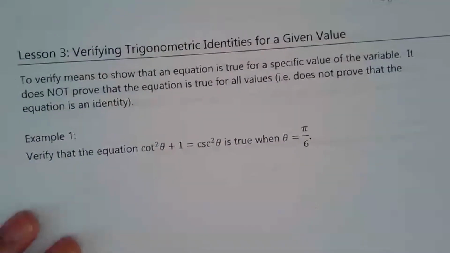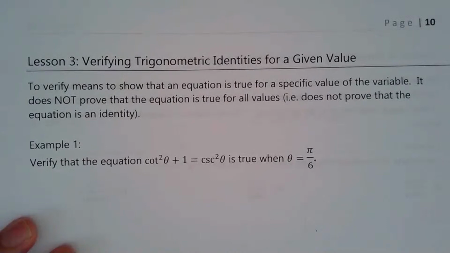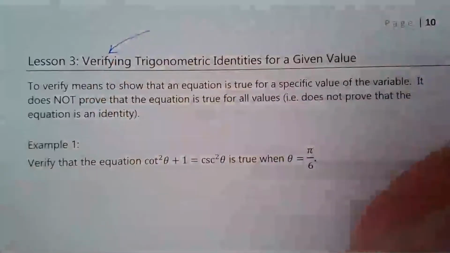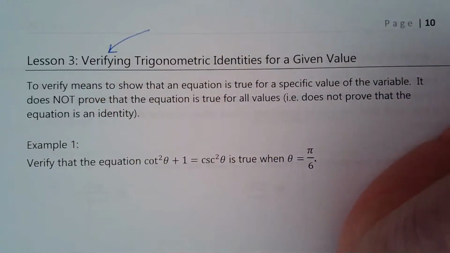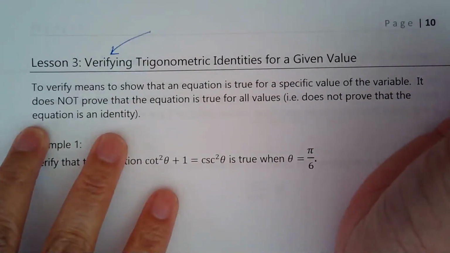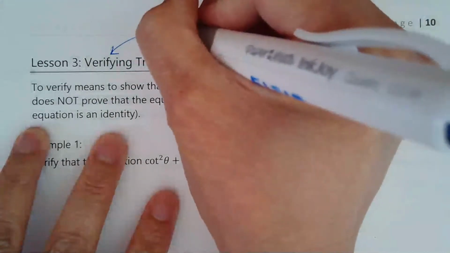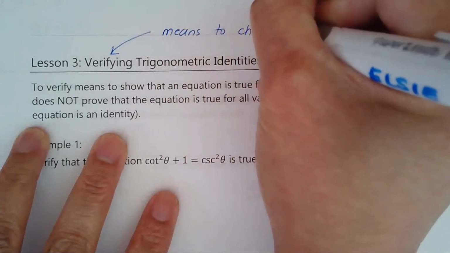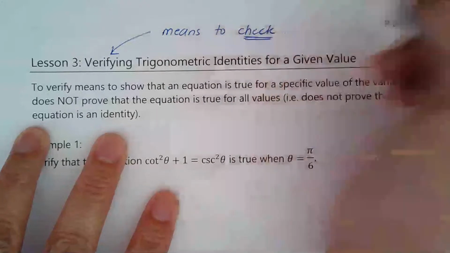The next lesson is verifying. I know that's one lesson on its own. What does it mean by verifying? We're also going to need this later on when we do proving trig identities. It is to check our solution, to check if our solution is correct. So verifying means to check our answer.